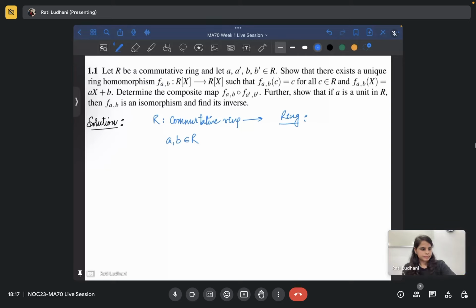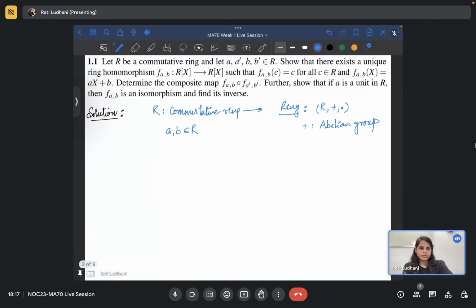It's a tuple with a set and two operations, and it has to satisfy some axioms, like all abelian group axioms. And regarding multiplication, there should be unity and distributive laws should be satisfied. Yeah, exactly. Very good. So with respect to addition, this is an abelian group. That means it satisfies 5 properties.